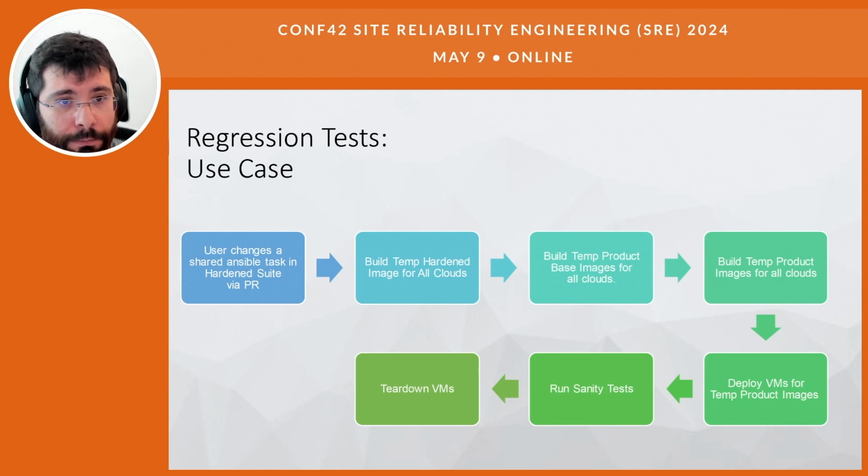So in this case, we are building a temporary hardened image. Then with this temporary hardened image, we use it as an input to create the temporary basic product. Then we use the result of that to create a temporary product. Then for each security boot, we deploy that temporary product. Then we run the test and tear down. So if everything is passing in all clouds, in all security boot modes that were affected by this change, then we are fine to merge. Then we merge.